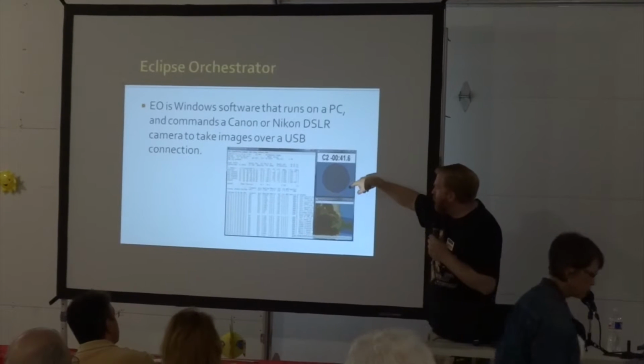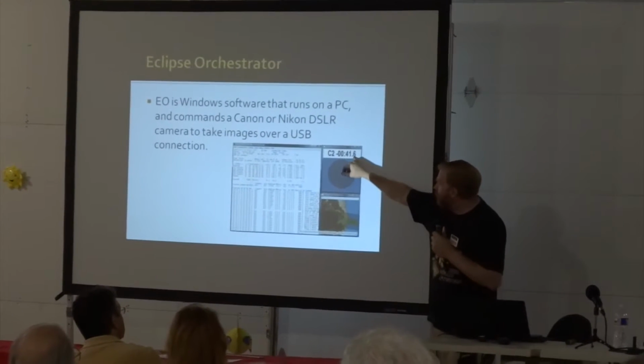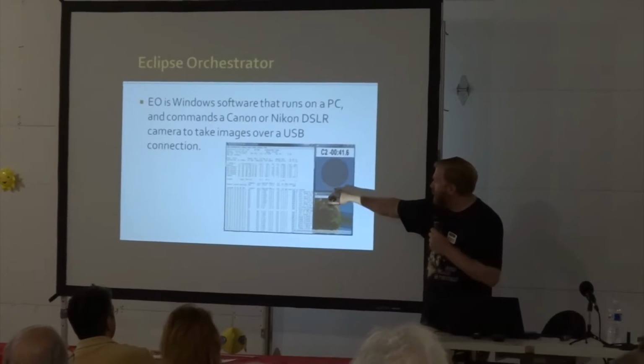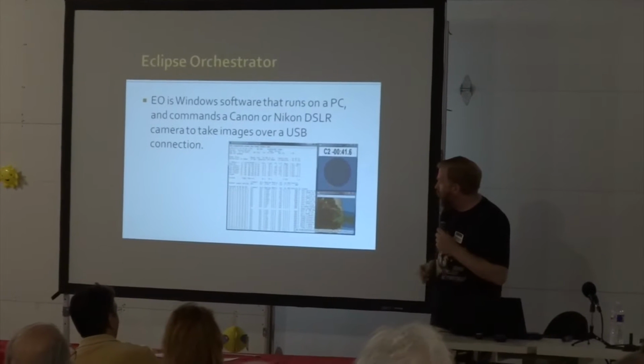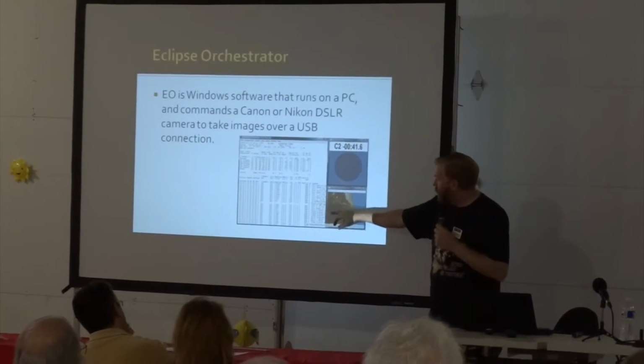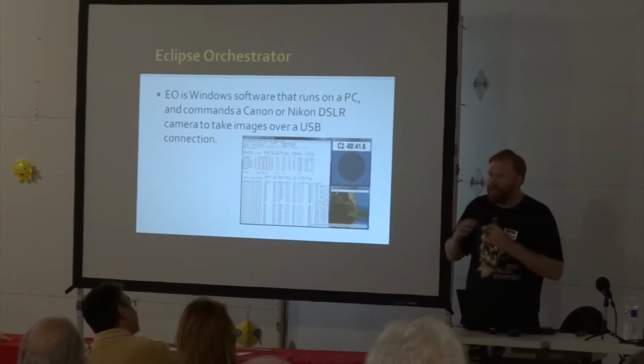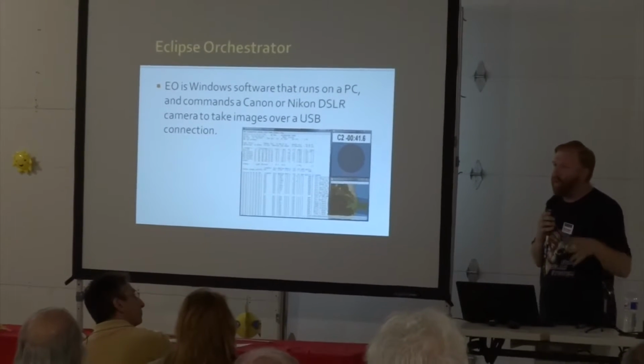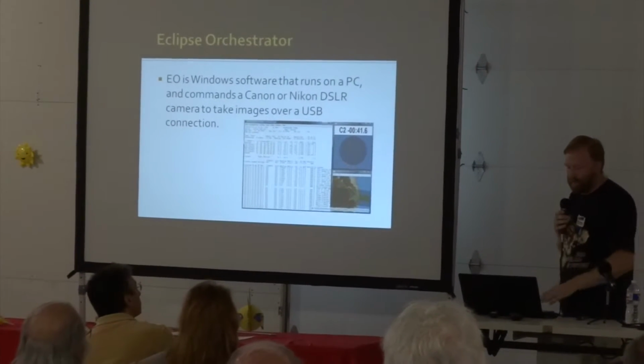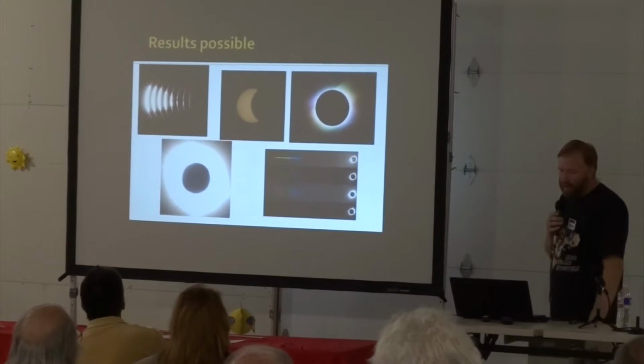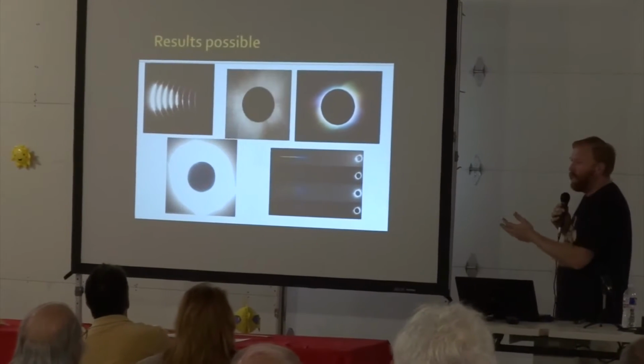There's a little simulated display of the sun. You can see we're just about 41 seconds from second contact on this, so the moon is almost covered all the way up. It's got a little map display. It shows the shadow pattern. So it's got just little things to give you situational awareness about what's going on. So these are the kind of things you can do with this software. What does it do?